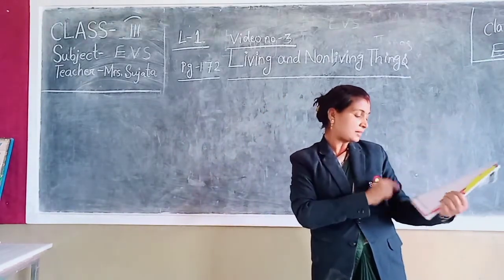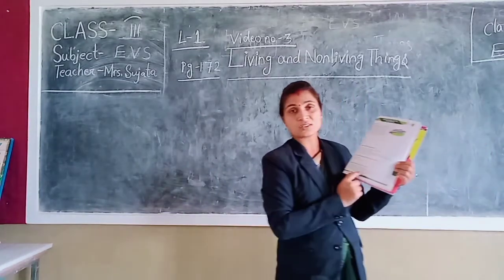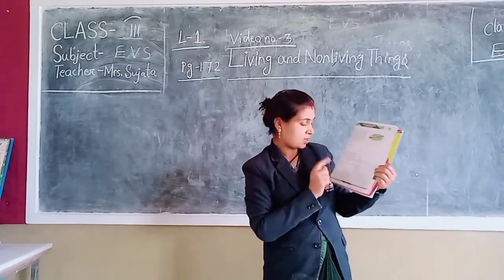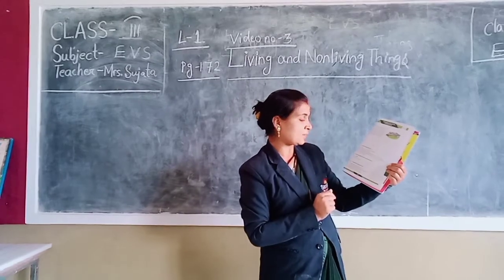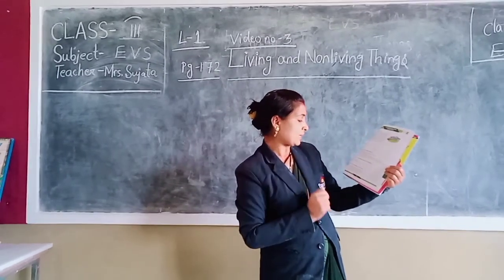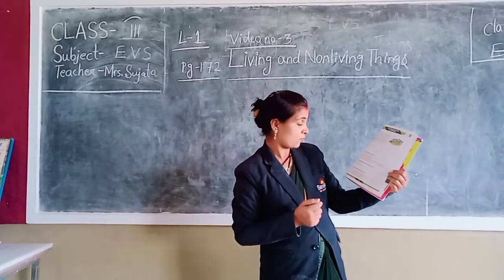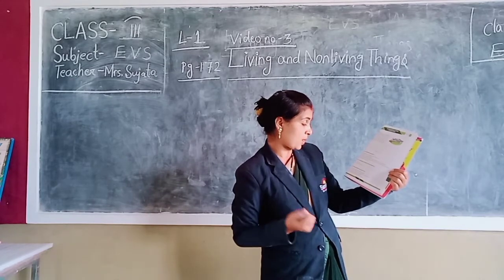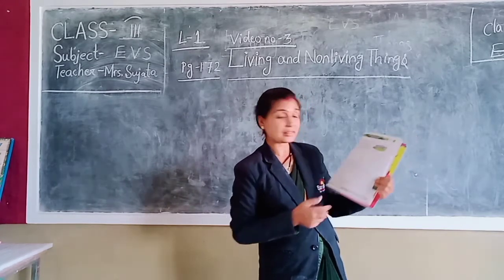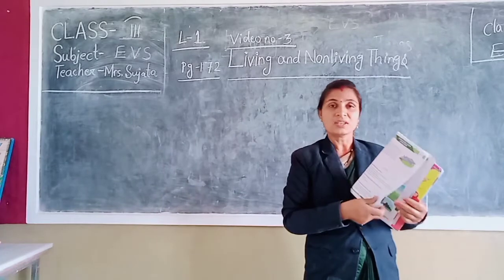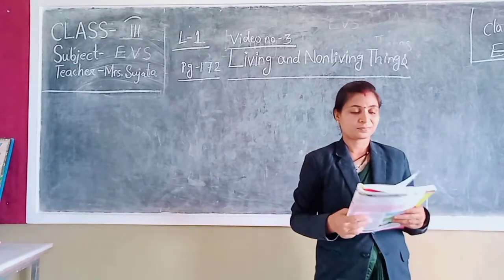Next, mark true and false also you have to write here. First question, all living things need food to grow. Plants are the only living things that do not move. Chair grows to become a bird. All living things move by themselves. These are the questions you have to find out the answer.